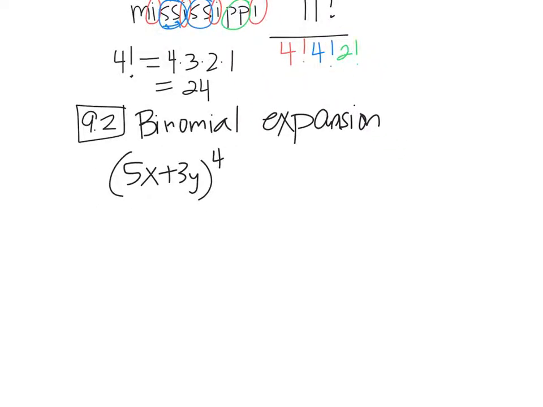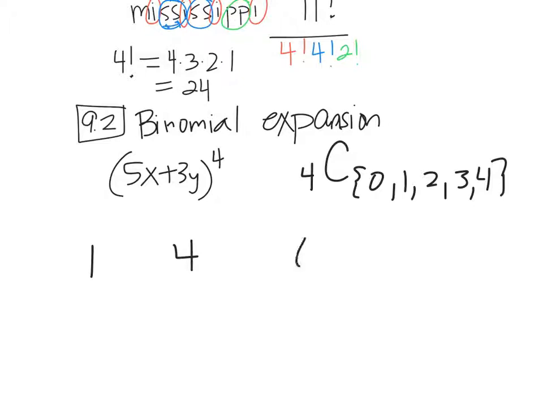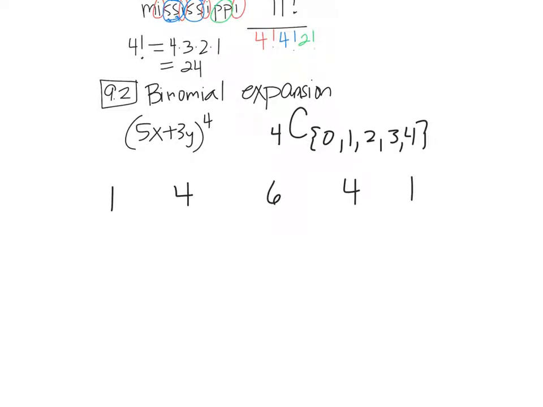You can also do 4c bracket 0, 1, 2, 3, 4, with commas in the middle. That gives you the 4th row of Pascal's triangle. And the 4th row of Pascal's triangle is 1, 4, 6, 4, 1. Okay, so you first start by writing those all out.